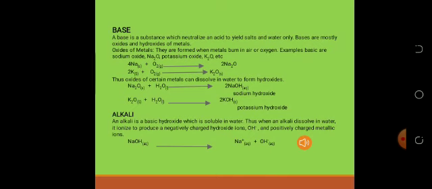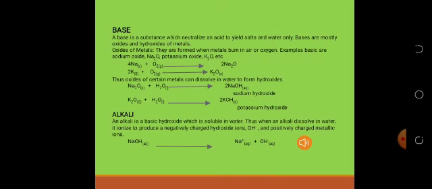Take note, it is not all oxides of metal that are soluble in water. The oxides of metal that are soluble in water will always react with water to form hydroxides of metal. A good example is the reaction between sodium oxide and water to give us sodium hydroxide. Also, we can have potassium oxide reacting with water to give us potassium hydroxide. Also, we can talk about calcium oxide reacting with water to give us calcium hydroxide. That is slaking of lime, calcium hydroxide.